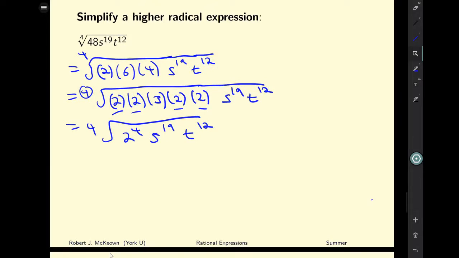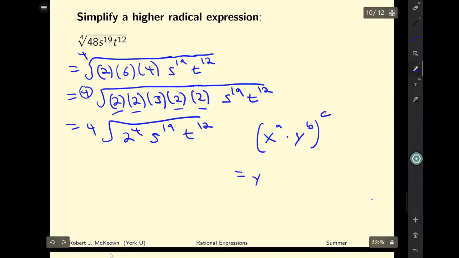I'm going to use our exponent rules to break up this 4th order root. And remember, the rule is something like, if I've got x to the power of a multiplied by y to the power of b, and this whole thing is raised to the power of c, that's equal to x^(ac) times y^(bc).